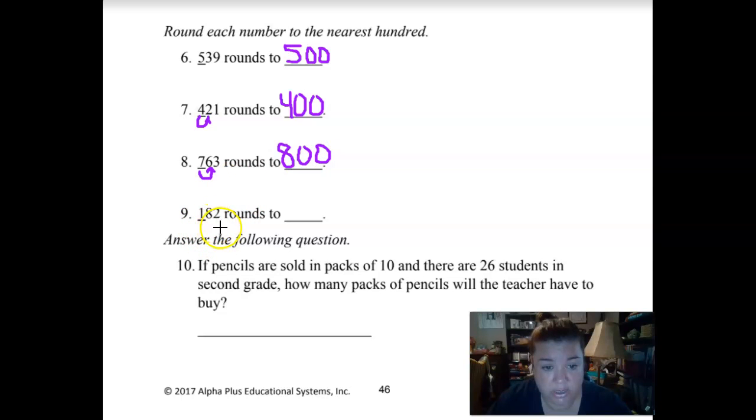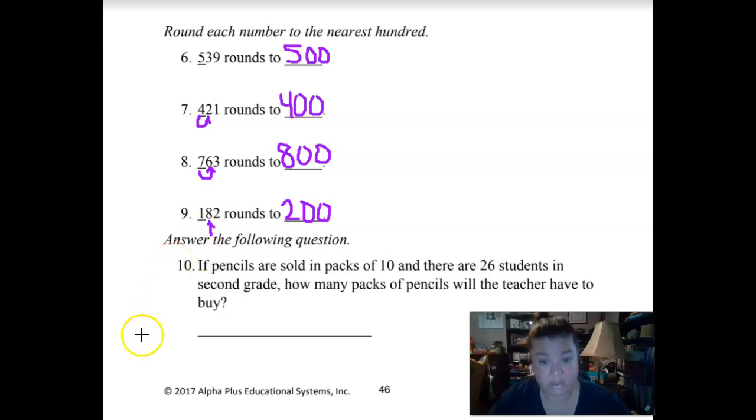Okay, what about 182? Pause the video. Think about this 8, if it's more or less than 5, and then that will give you your answer. Pause the video, write your answer down, and then unpause it to check your answer. So we have 182. So 8 is bigger than 5. It is greater than 5. So that means the hundred's going to go up by 1, and then the others change to 0. So it's going to round up to 200. That means that this number is closer to 200 than 100.